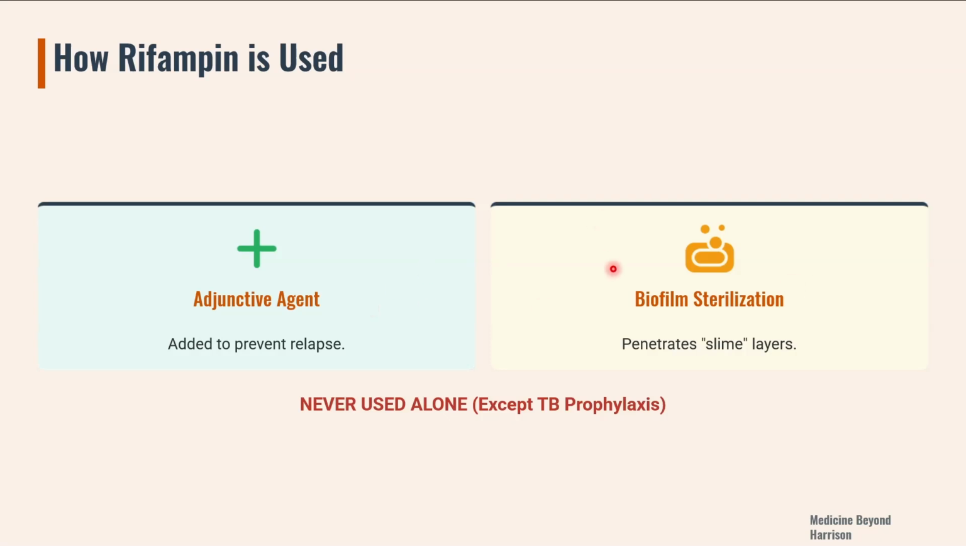Rifampicin is used only for two things nowadays. It is an adjunctive therapy, added to prevent relapse, and for biofilm sterilization. It has excellent potential to penetrate into the slime layers of the biofilm. So it is never used alone, except for TB prophylaxis.